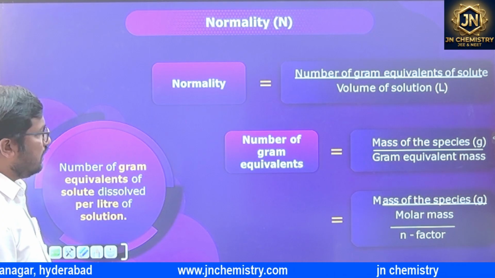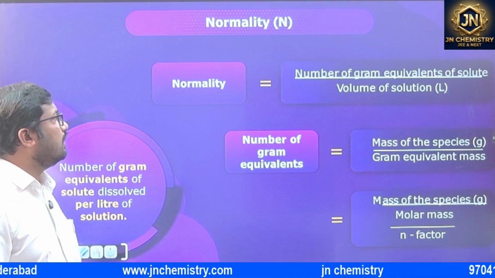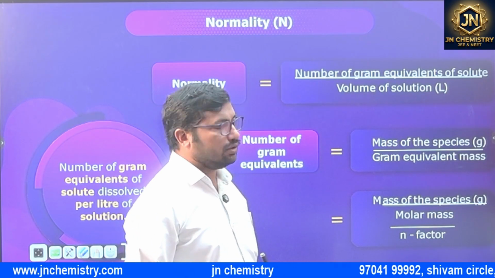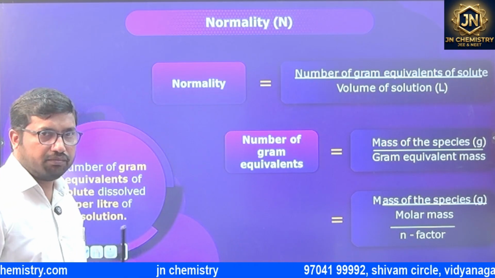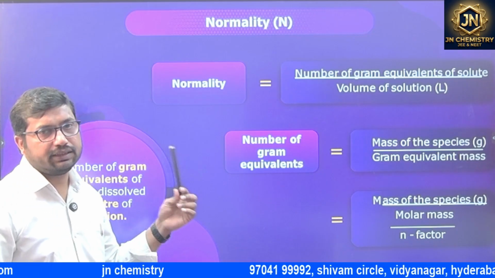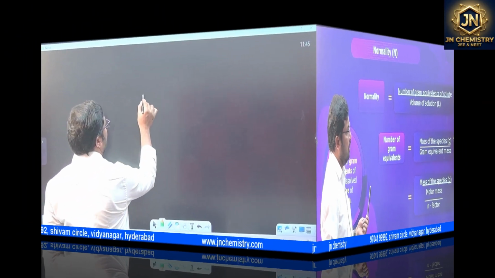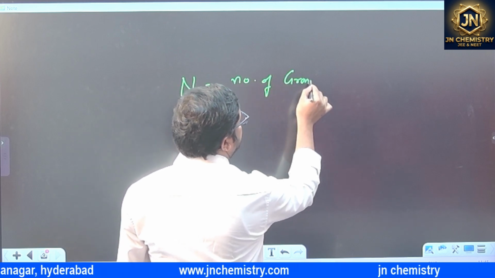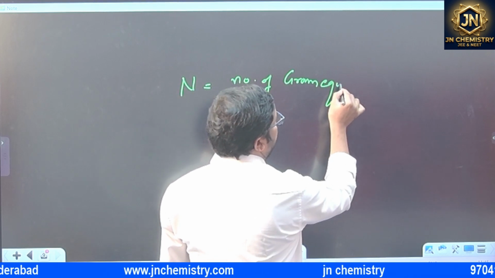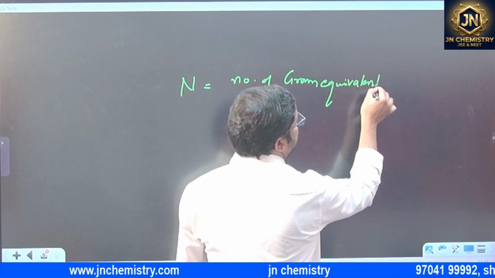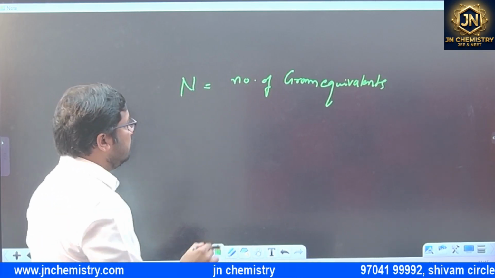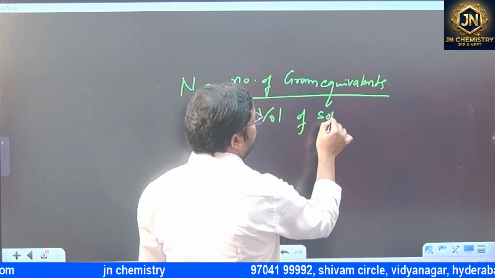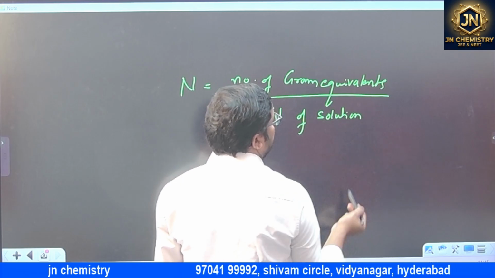Right. Next, normality. What is normality? Number of gram equivalents of solute by volume of solution. This is important, no? For pH calculations and all, normality is important. Normality is equal to number of gram equivalents by volume of solution in liters.